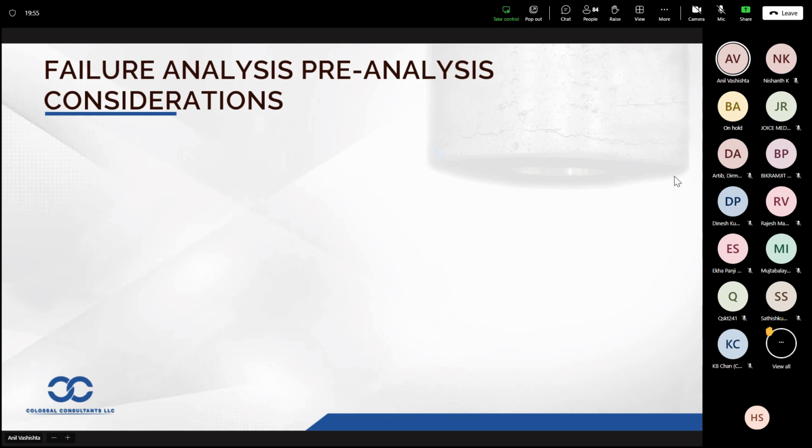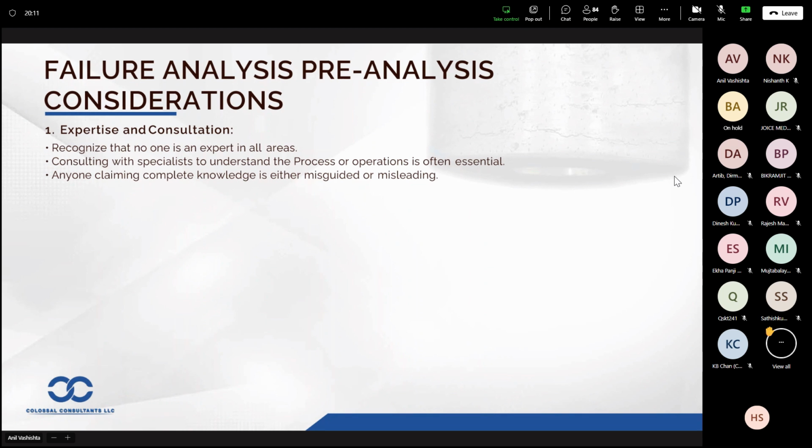Now we come to the analysis part of the failure analysis. Before we start the failure analysis, a few preconditions or pre-analysis considerations have to be taken into account. We need to understand that nobody is an expert in all the areas. It's very normal that a person knows one part of the subject, but he does not know the other process operations. He cannot be an expert of the process.